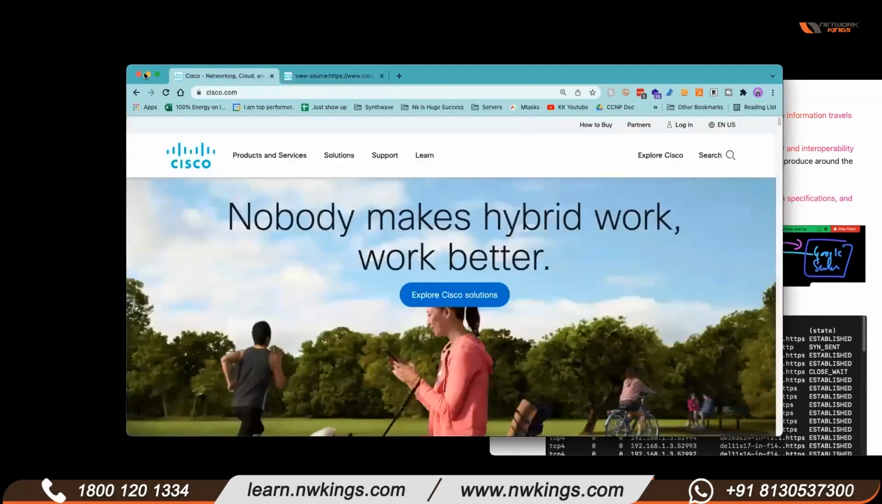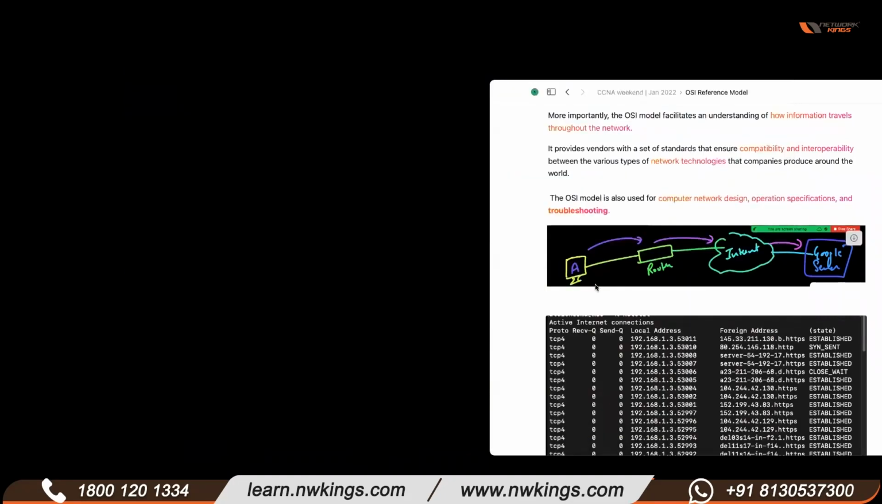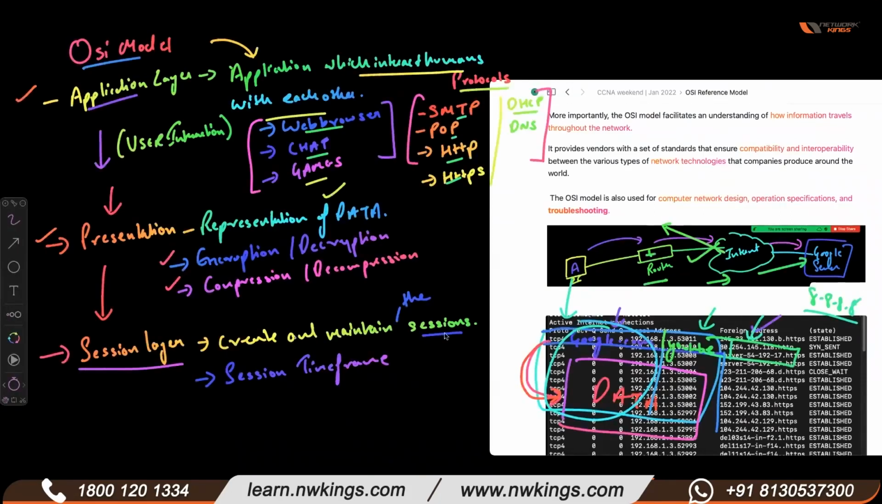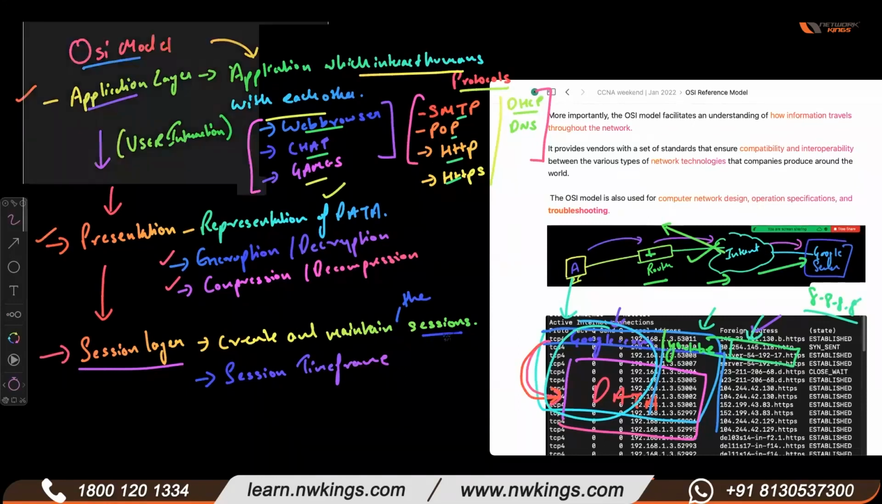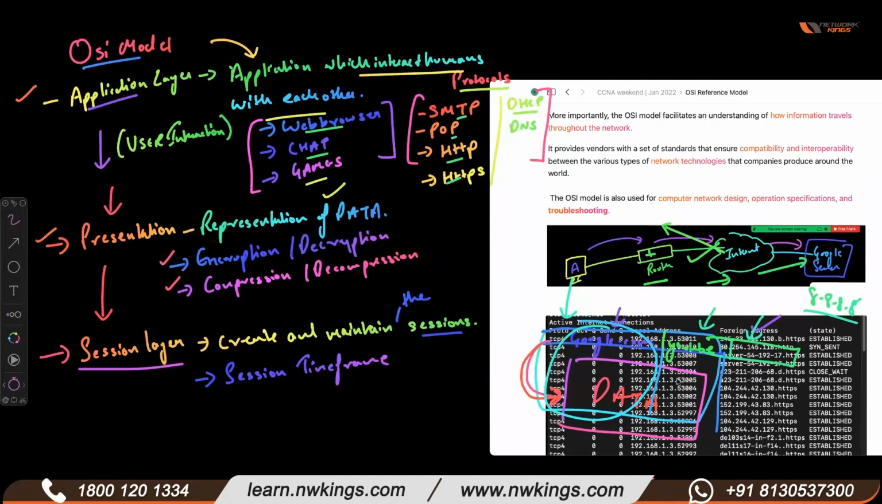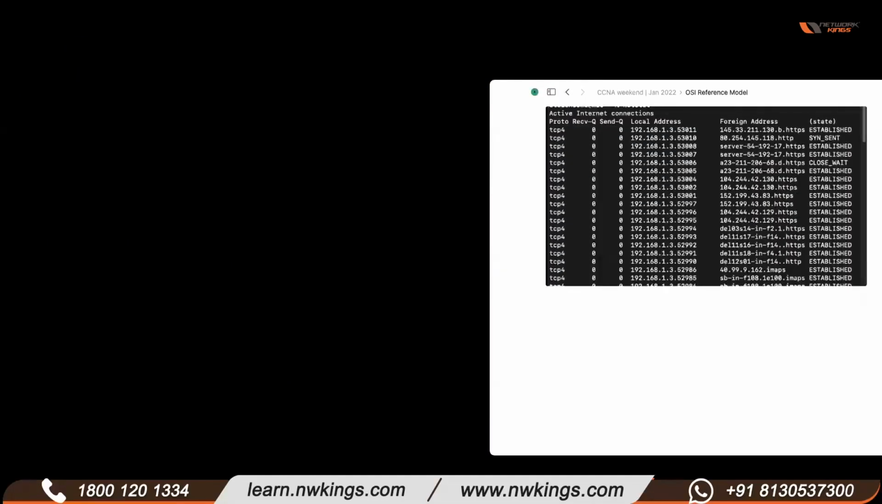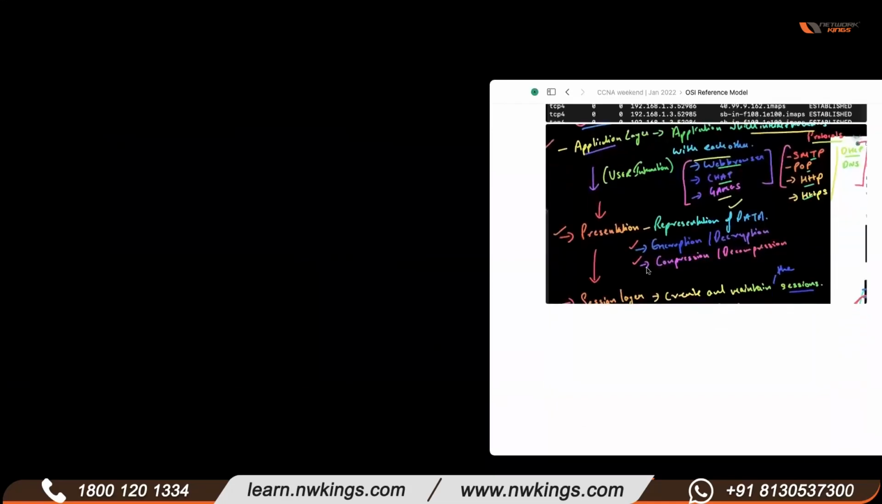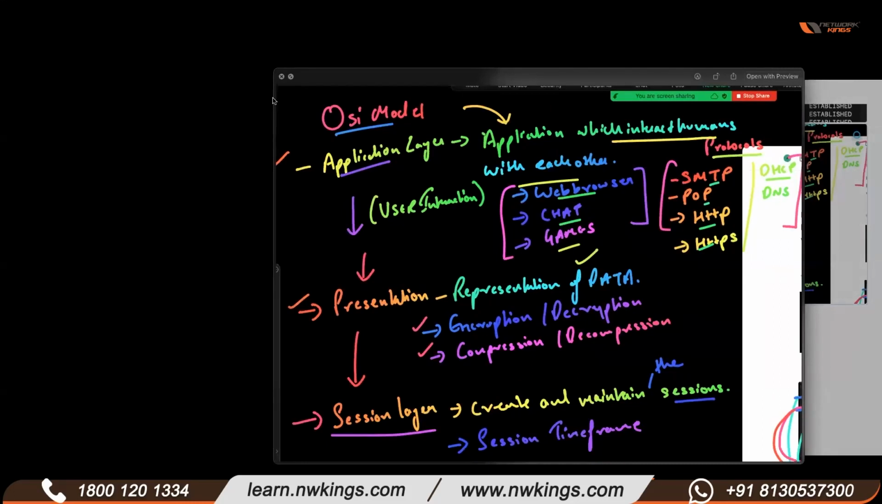So it means very simple. The session layer is responsible for creating and maintaining the session. So three layers are done, and these three layers are called the upper layers of the OSI model. And the best part, all these notes are here, so you can double click and read them.